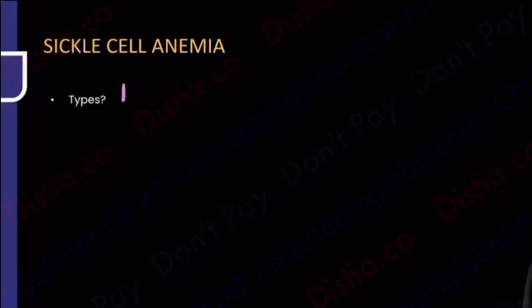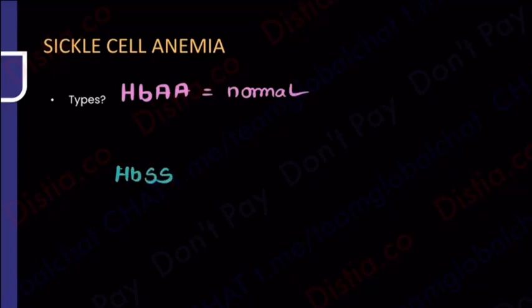The types include, what is this person? This person is going to be what? Normal or sickle? Normal, right? HbAA, adult hemoglobin. Adult hemoglobin means he's totally normal. If I say I'm dealing with someone who is HbSS, homozygous, SS, same, this is a homozygous situation. A homozygous situation basically means that this is a case of sickle cell anemia.